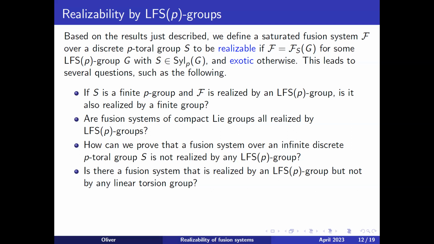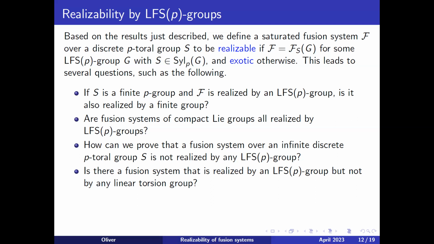Then, for fusion systems over compact Lie groups, are they all realized by these groups, or are they all realizable in this new sense? And the answer to that is also going to be yes. I'll briefly discuss these two questions in the next slides, and then spend most of the rest of the time talking about the third question.